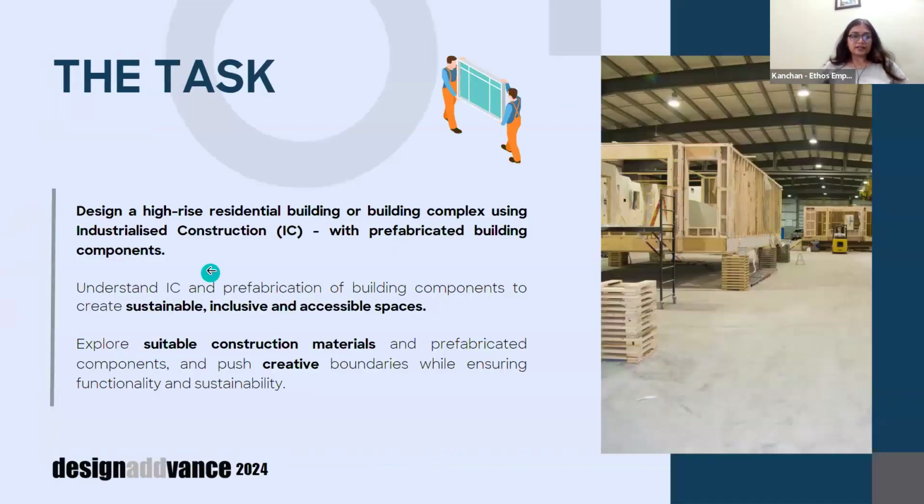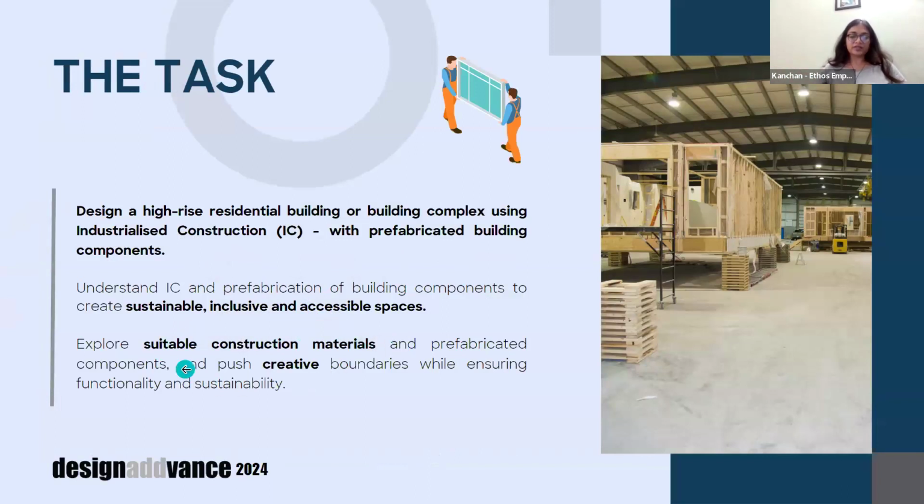Then the design task comes. So you will be designing a high-rise residential building or a building complex using an industrialized construction method with prefabricated building components. So why are we using industrialized construction? You have to understand that IC and prefabrication are sustainable. They can be used to create inclusive and accessible spaces.